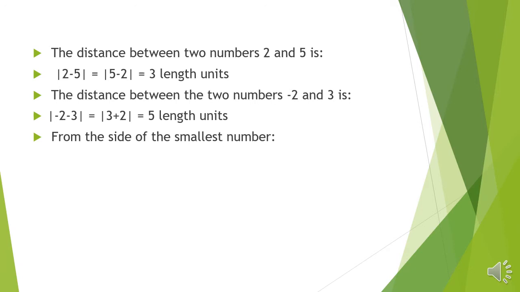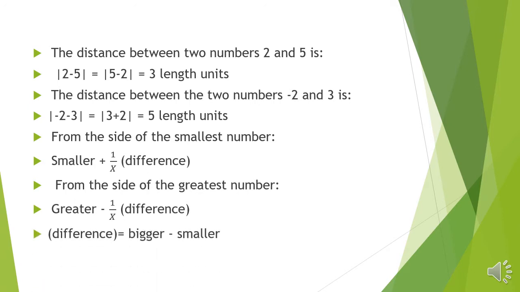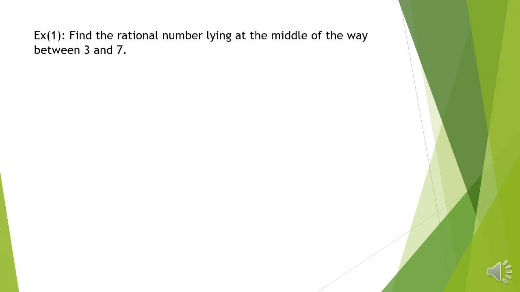From the side of the smallest number: smaller plus 1 over x times difference, or from the side of the greatest number: greater minus 1 over x times difference, and difference equals bigger minus smaller, the biggest number minus the smaller number. Let's have an example.